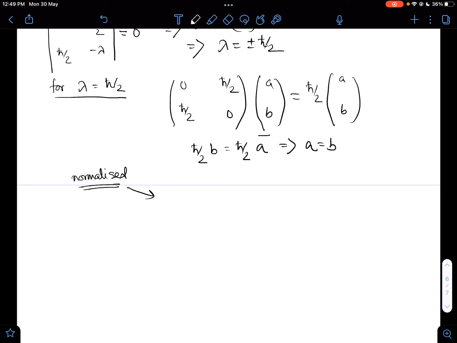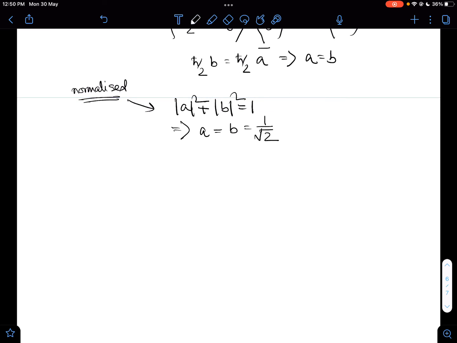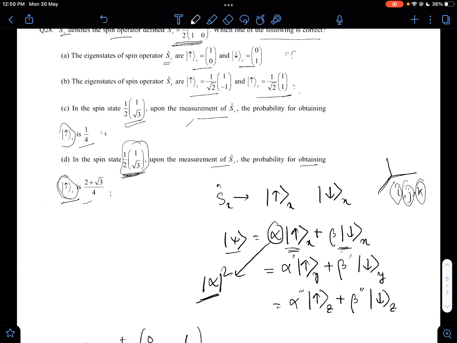That means we must have |A|² + |B|² equal to 1. So A and B, we can take its value to be 1 by root 2. So one of our eigenstates is (1 by root 2, 1 by root 2).